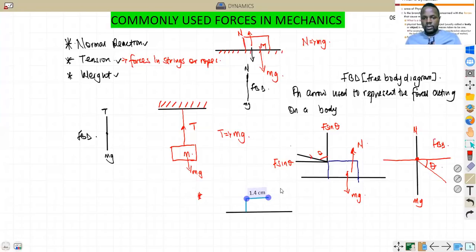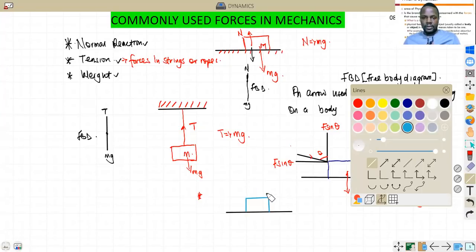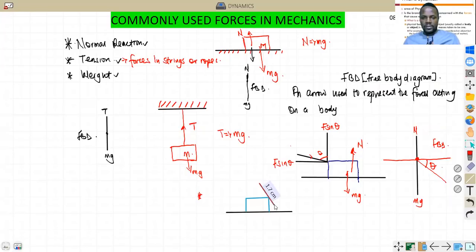Diagram not done to scale. Then here we have a block. Then on top of this, I'm now placing another stick. As is physics for you, you just have to be careful. Then you can see it is placed like this to this point.